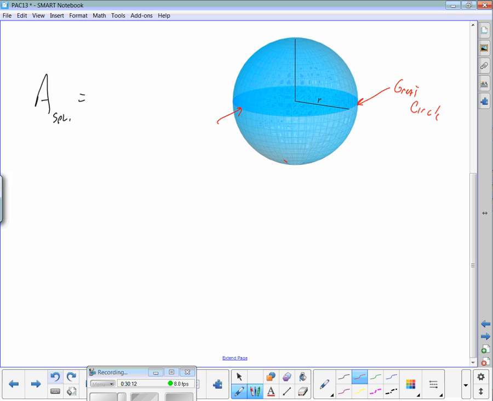All right, well, what you've got to use is the radius of the great circle, either the equator or whatever. Again, any circumference that has as its center point the center of the sphere. And this one is simply 4 times pi r squared. Not a hard formula and not hard to figure out.